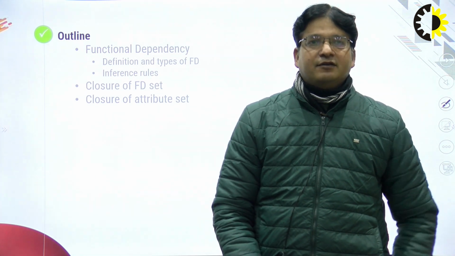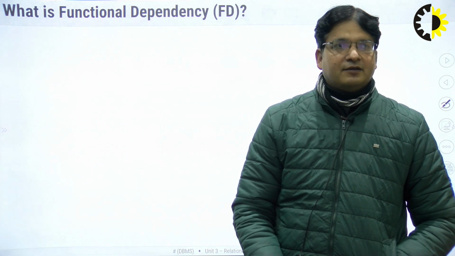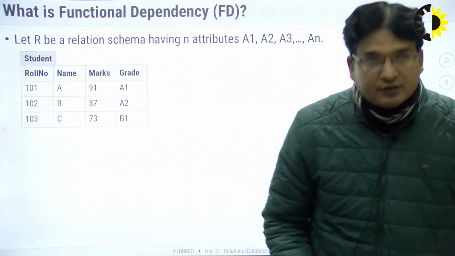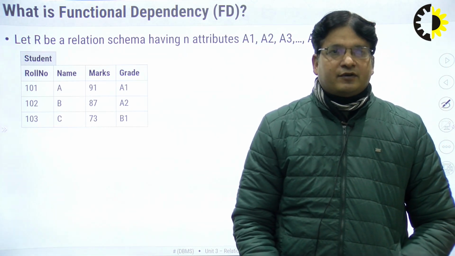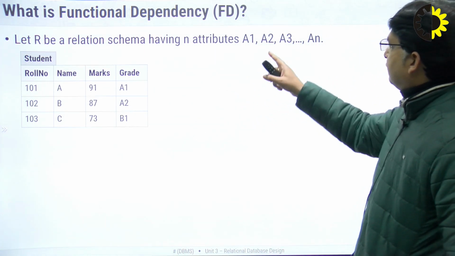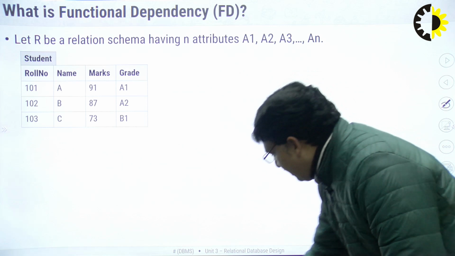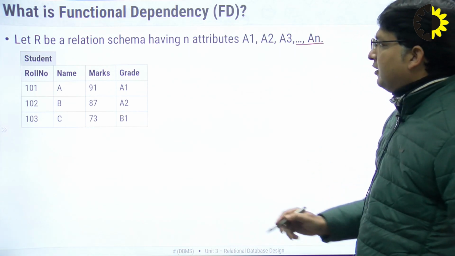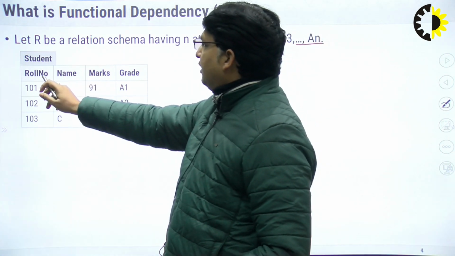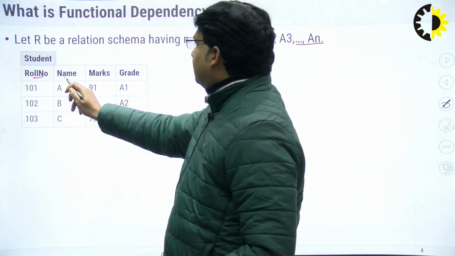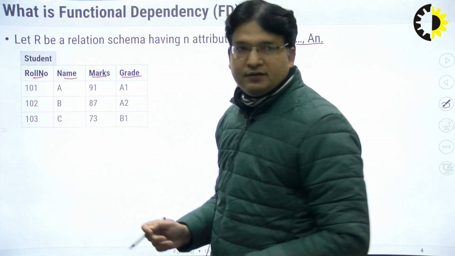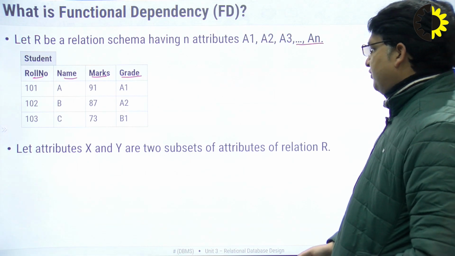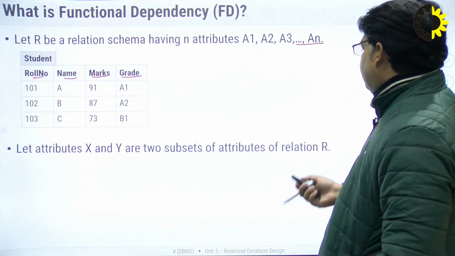First of all, we will study what is functional dependency. Now, consider a relation R having n number of attributes from A1 to AN. Now, we have the relation student having the following attributes: roll number, name, marks, and grade. So, now let X and Y be attributes of relation R.